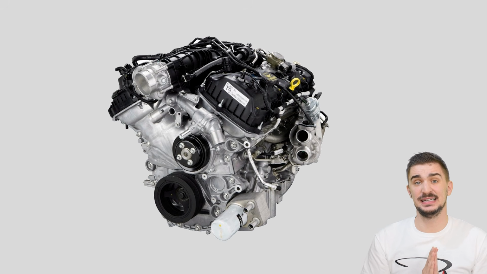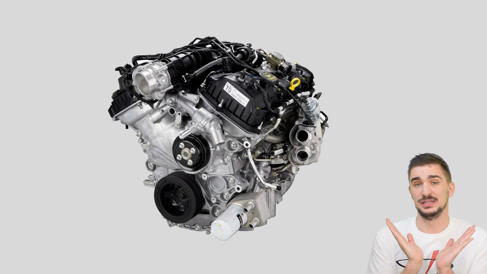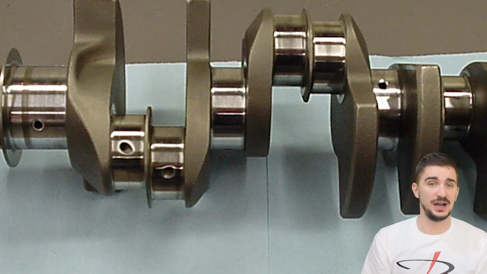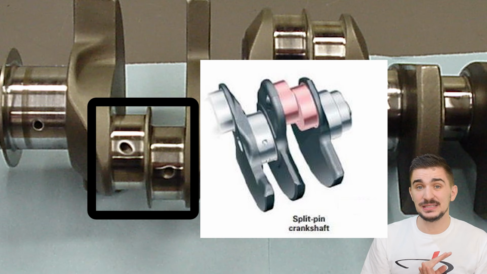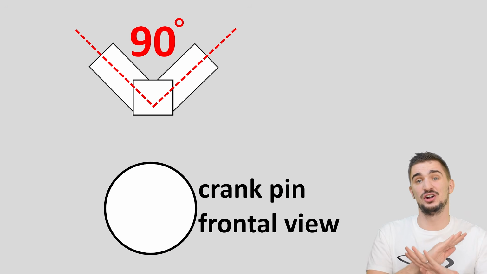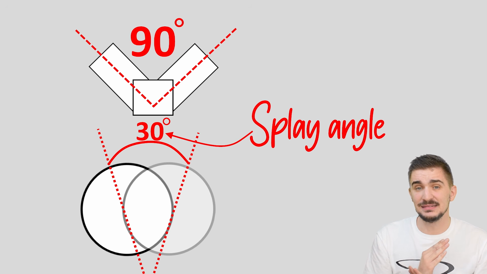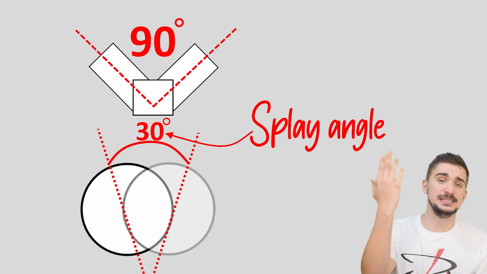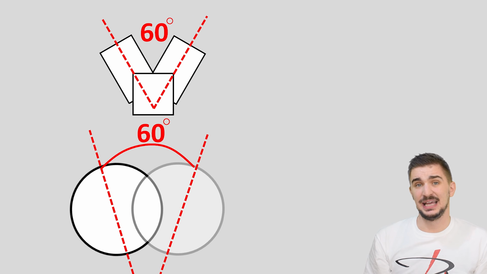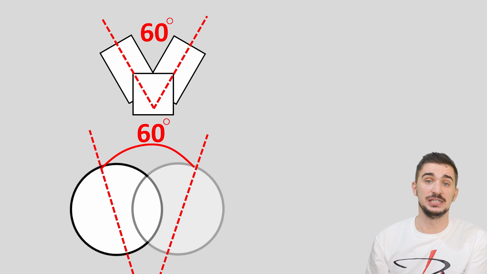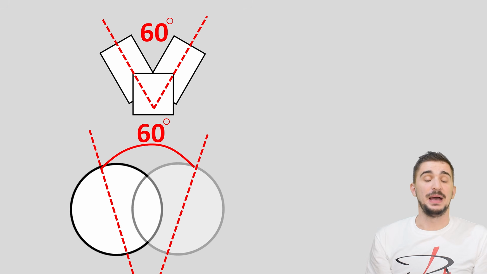Any V6 that doesn't have 120 degrees between the banks needs offset crank pins to have an even firing interval. The crank pins in a V6 crankshaft are offset by what's called a splay angle. The splay angle makes up for whatever is missing in the bank angle, and although it does complicate the crankshaft, it enables an even firing interval with the wrong bank angle.